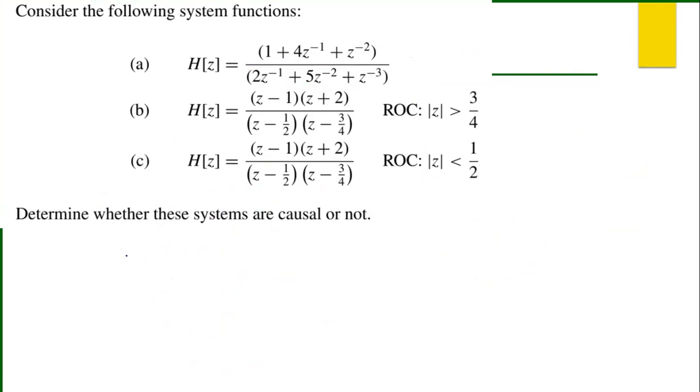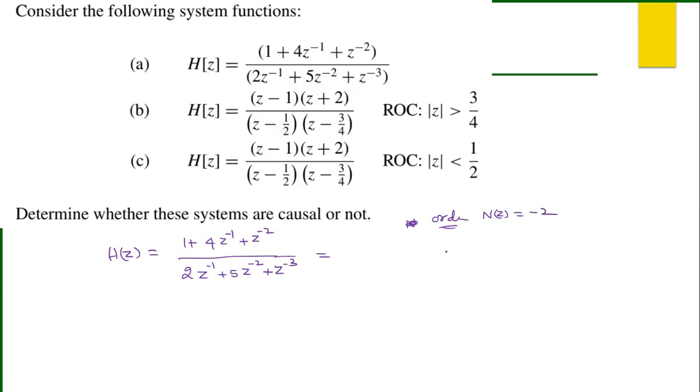First you write it here. H of z is equal to 1 plus 4 into z power minus 1 plus z power minus 2, divided by 2 into z power minus 1 plus 5 into z power minus 2 plus z power minus 3. Now what is the highest order of the numerator? Minus 2. If it is given as minus, also no problem. Order of denominator is minus 3. Which is greater? No need to simplify 1 by z and all. Directly you can say minus 2 is greater than minus 3.